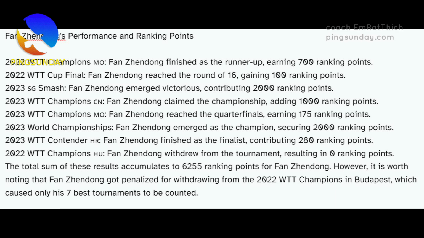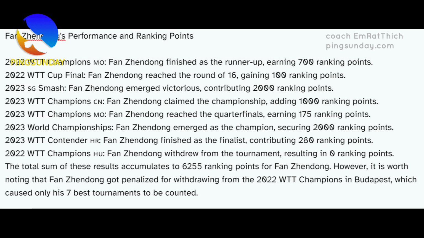2022 WTT Champions: Fan Zhendong withdrew from the tournament, resulting in 0 ranking points. The total sum of these results accumulates to 6,255 ranking points for Fan Zhendong. However, it is worth noting that Fan Zhendong got penalized for withdrawing from the 2022 WTT Champions in Budapest, which caused only his 7 best tournaments to be counted.